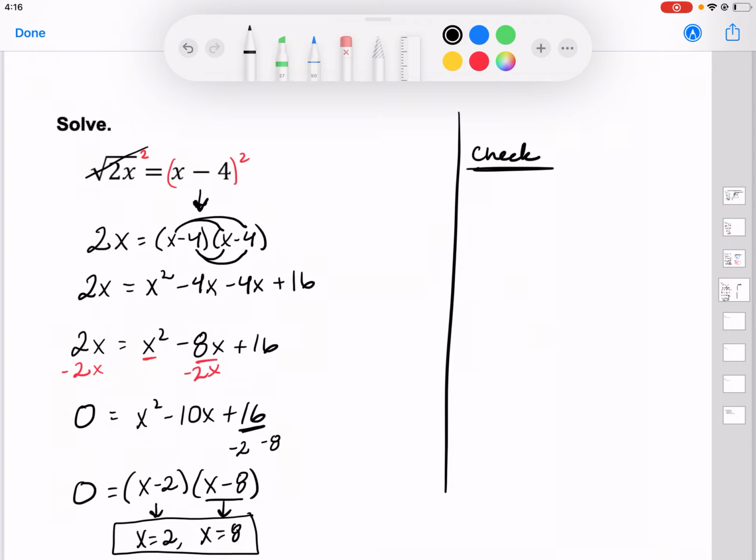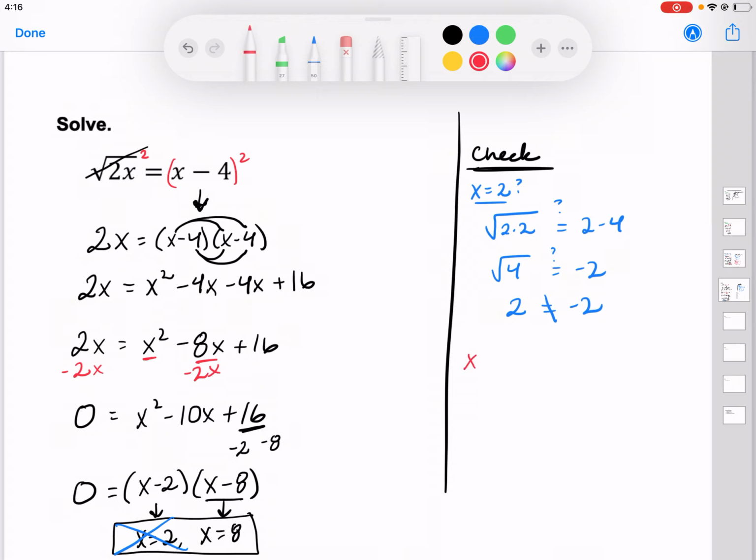Okay, let's go ahead and check. And once again, when you check, you always check both of them. So let's try x equals 2. So the square root of 2 times 2, is that going to equal 2 minus 4? Square root of 2 times 2 is 4. 2 minus 4 is negative 2. Square root of 4 is positive 2. And positive 2 does not equal negative 2, so I'm going to get rid of that one.